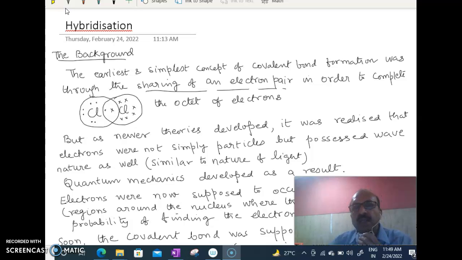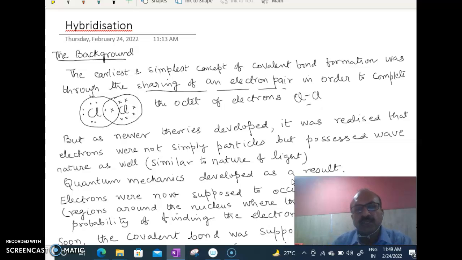Now, the earliest and the simplest concept of covalent bond formation was through the sharing of an electron pair in order to complete the octet of electrons. As you can see, chlorine has 7 electrons in its outer shell, and when the two chlorine atoms come together, an electron pair is shared between them, and each chlorine atom acquires 8 electrons, the octet, and therefore a covalent bond gets formed between the two chlorine atoms, which can be represented like this.